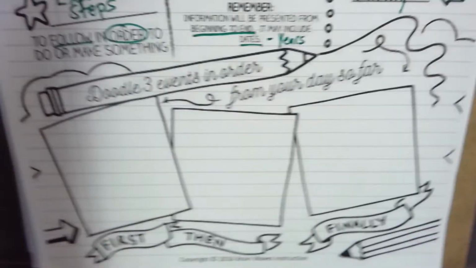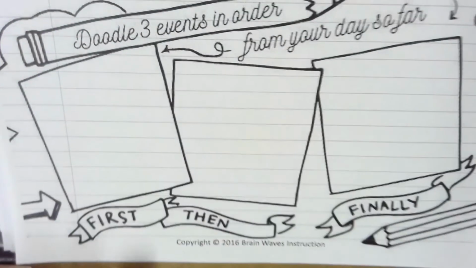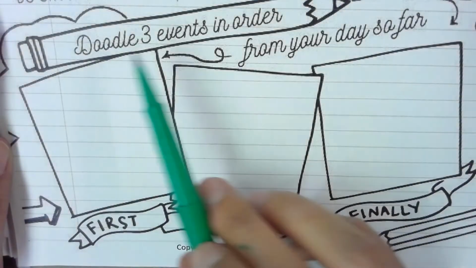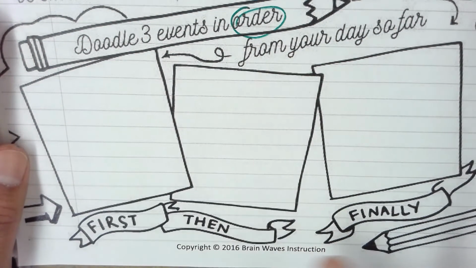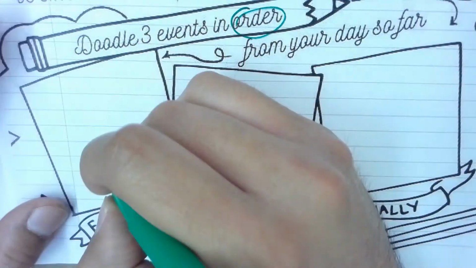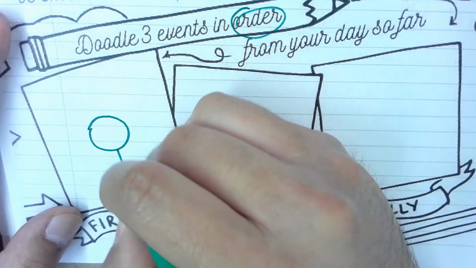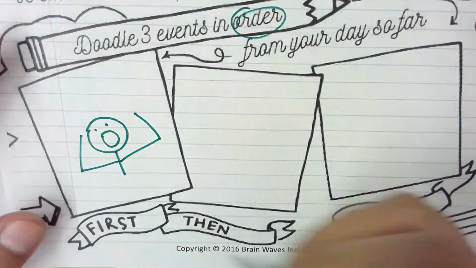Now, what we're going to do now on the bottom part is doodle 3 events in order from your day so far, using our signal keywords first, then, finally. So in this part, I want you to doodle 3 events in order from first, then, finally, from your day so far. So for me, I would put first, that's me waking up.